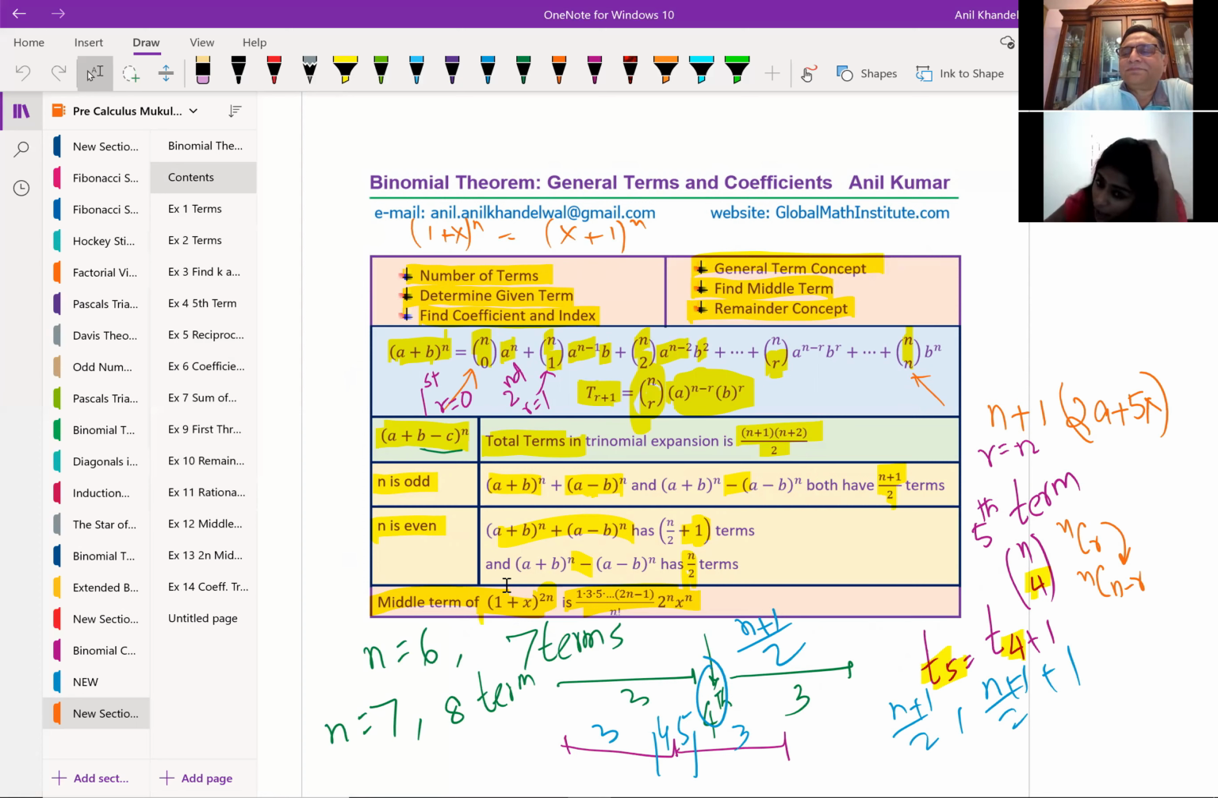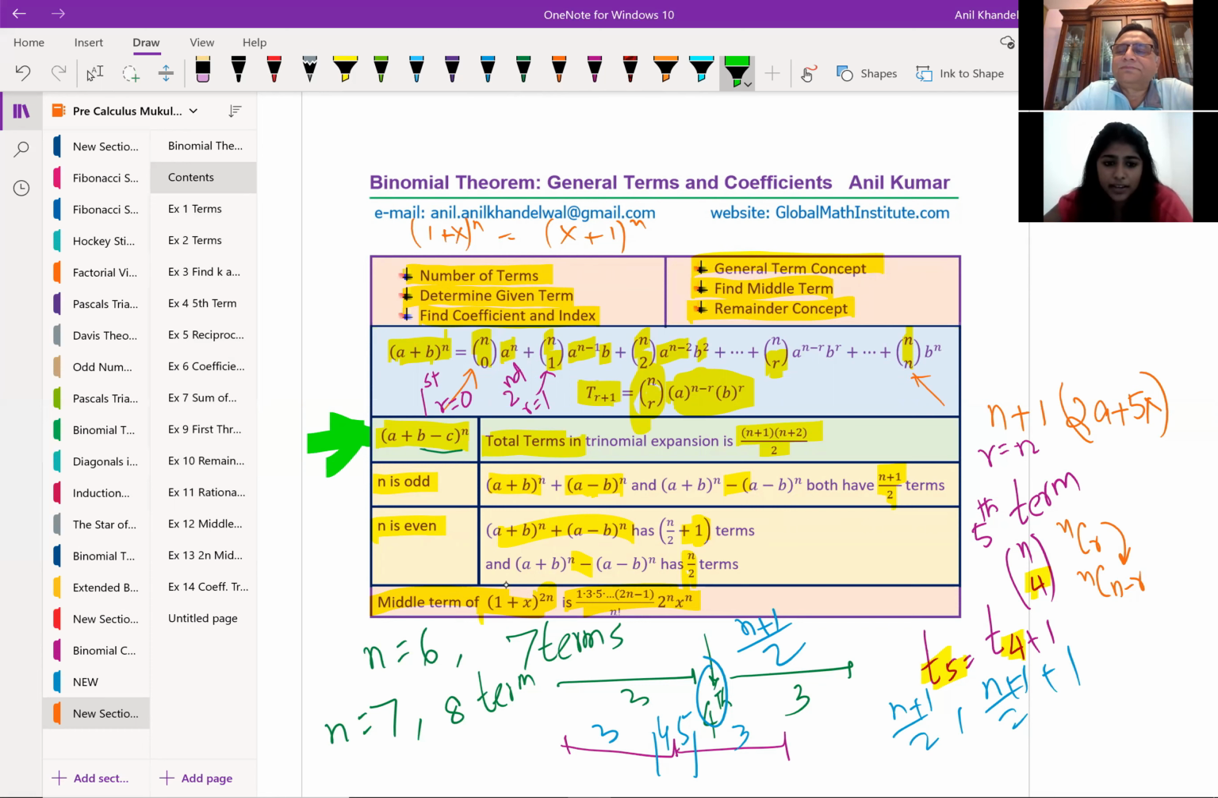All for different uses and purposes. Especially with the trinomial one, which is (a + b - c) to the power of n, that formula can only be used when the trinomial is not a perfect square. Otherwise, you can use it, and it's really handy.